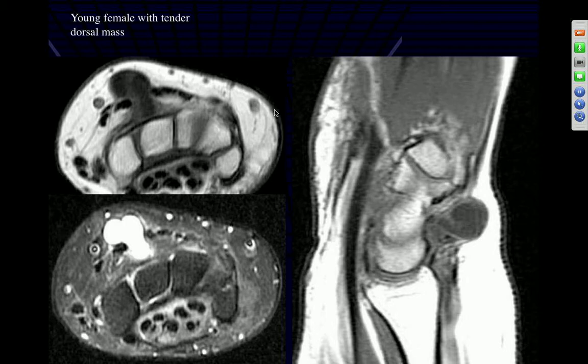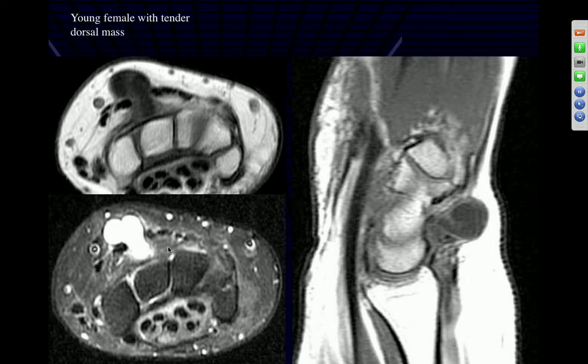So it's important. One is a ganglion cyst. These tend to be fluid collections from joints or tendon sheaths that expand an area of weakness in the capsule and present as soft tissue masses. One of the most common is a dorsal ganglion cyst that you see here on the wrist. You've all seen these.